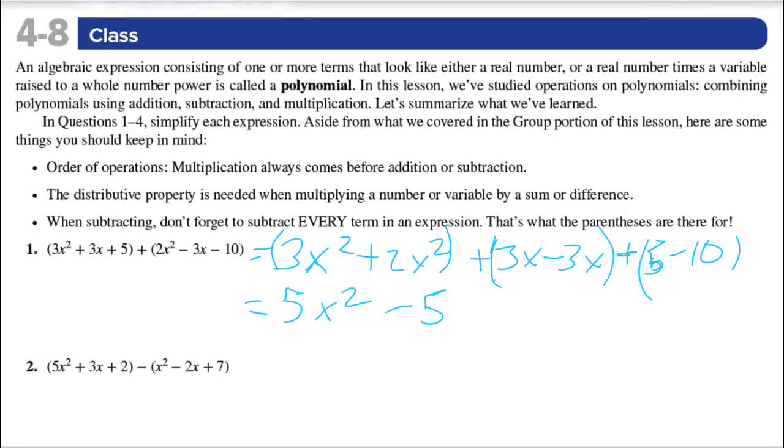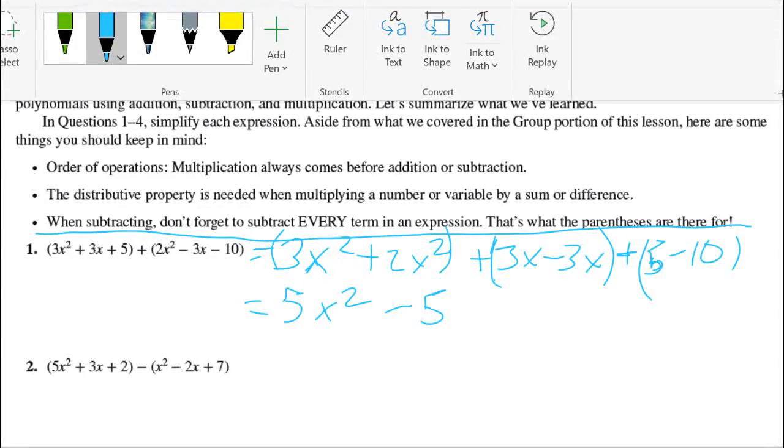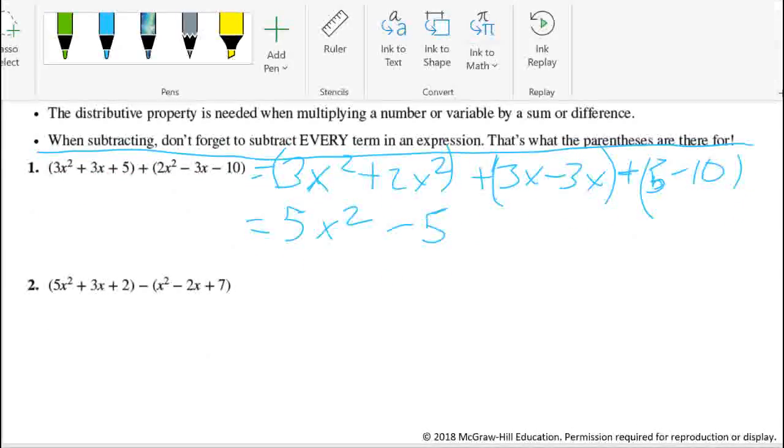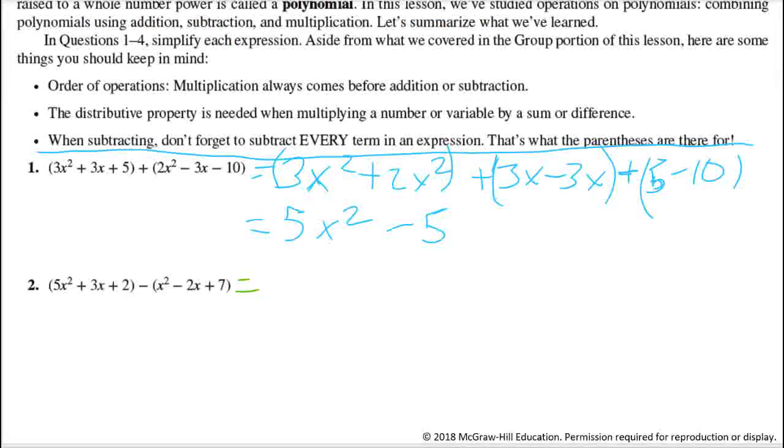Okay. Question 2 is a little more challenging. No, it's not challenging. You have to think a little bit more. So try number 2 and then restart the video. So on number 2, I have my 5x squareds.